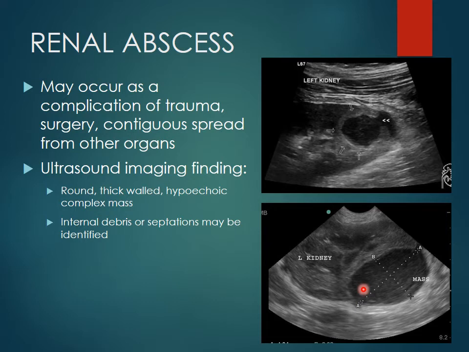The next condition we will be discussing would be renal abscess. This would occur as a complication from trauma, surgery, or as a contiguous spread from other intra-abdominal organs. Ultrasound imaging finding for renal abscess would show that there is a round, thick-walled hypoechoic complex mass, with or without internal debris and septations.